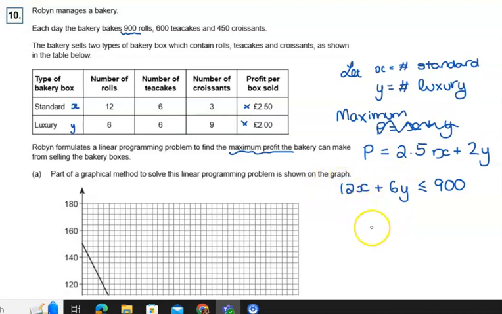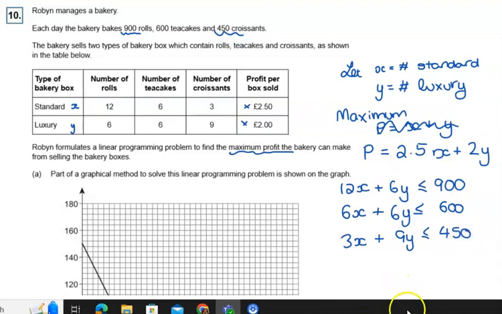Then we do the same with the tea cakes. So 6x plus 6y has got to be less than or equal to 600, because that's the maximum number of tea cakes we're making. And then lastly, we've got 3x for our croissants plus 9y has got to be less than or equal to 450 croissants. So we've now formulated a complete linear programming problem. Now obviously we can simplify these.